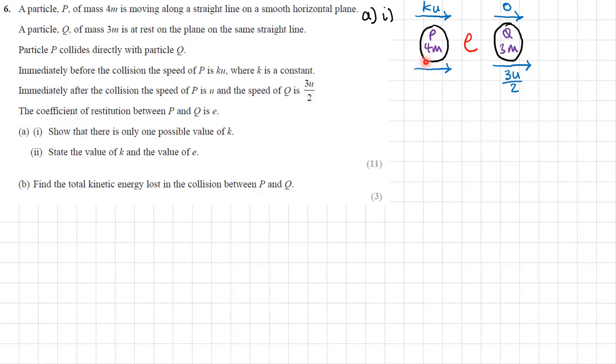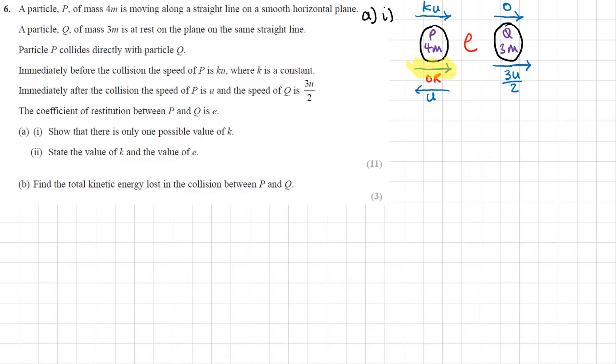However, P could continue moving in the direction it was going before, or as a result of the collision, it could reverse direction. So it could be one of those two cases. So its value will be u, but depending on which one I take, it's either going to be a positive u or a negative u. So let's start by considering the case that P continues in the same direction.